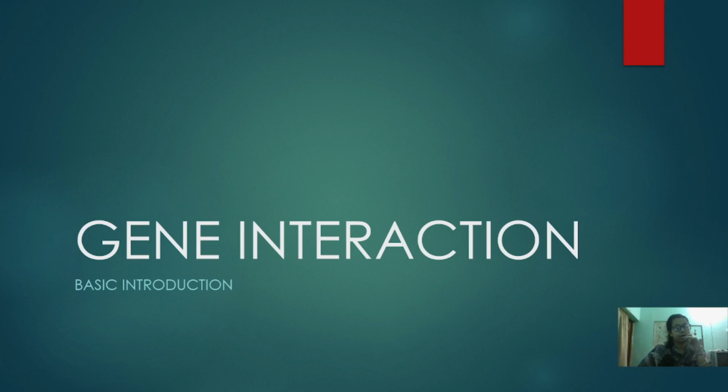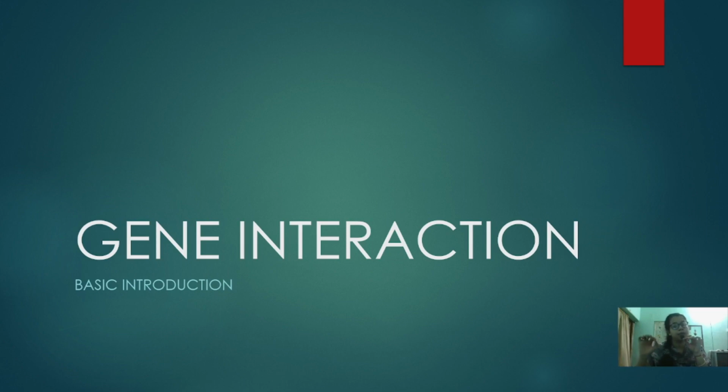Today's topic is gene interaction. In Mendelism, we have seen that only a single gene is responsible for expression of a single trait. But what is gene interaction? When two or more genes are responsible for one single character or trait, it is known as gene interaction. That is, two genes are interacting among themselves to produce a definite trait.